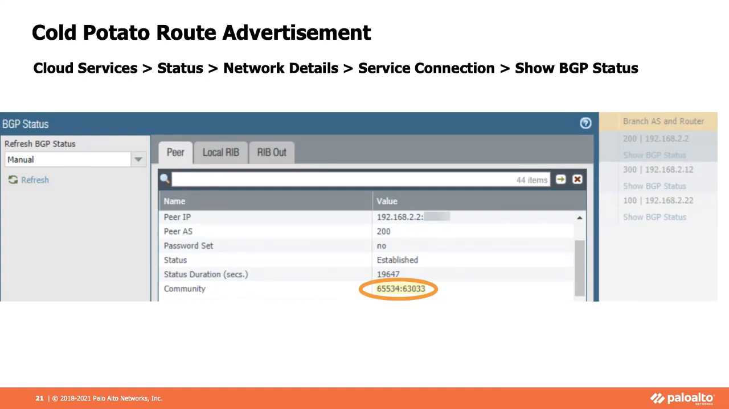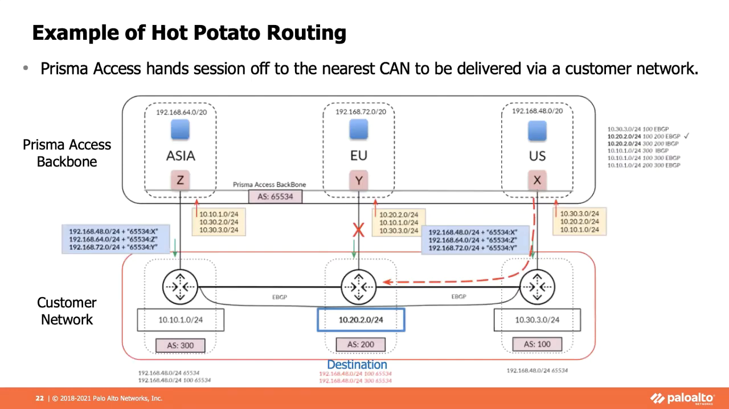Hot potato routing. The idea there is we want to push traffic off to the nearest service connection, get it down into the customer's network, let the customer's network forward it to where it needs to go.